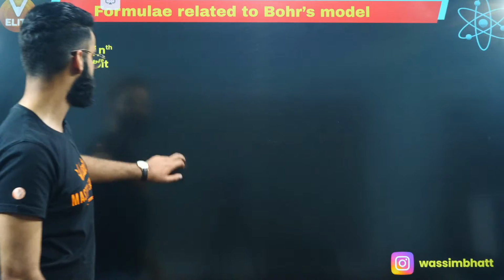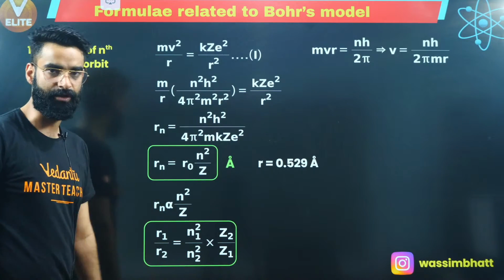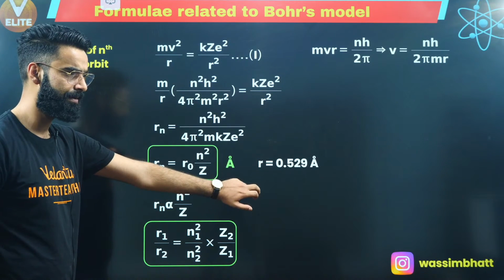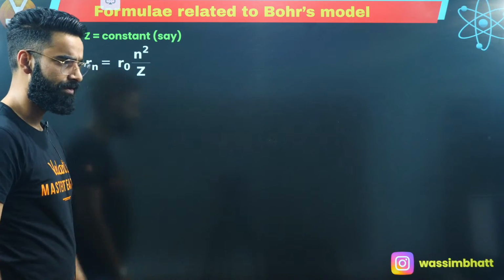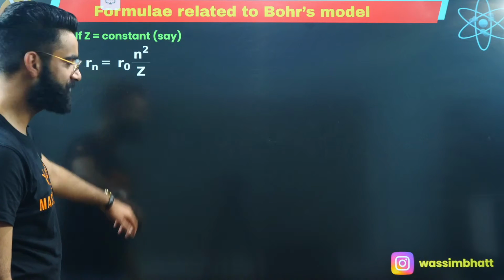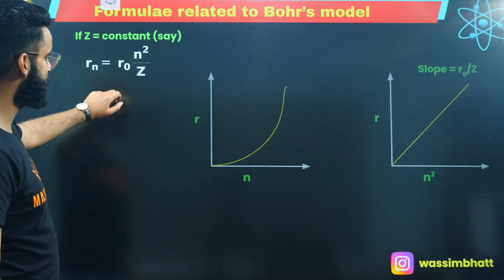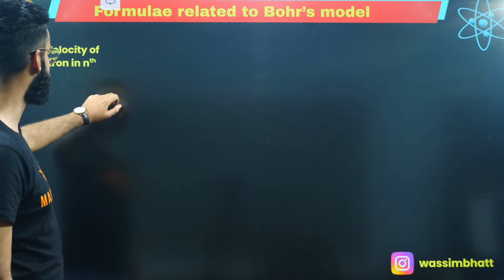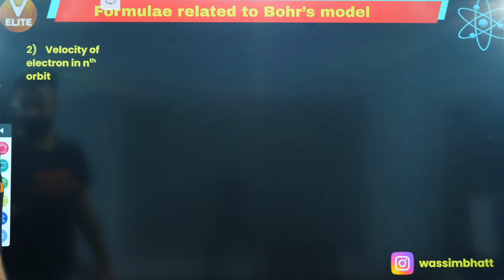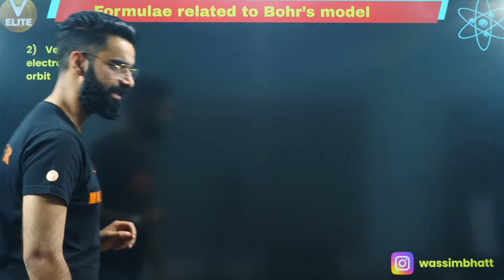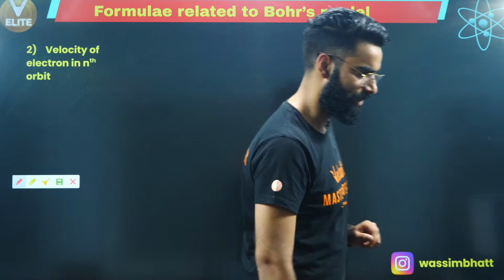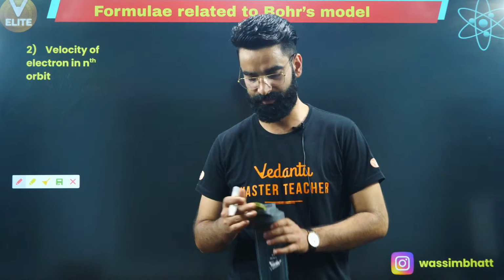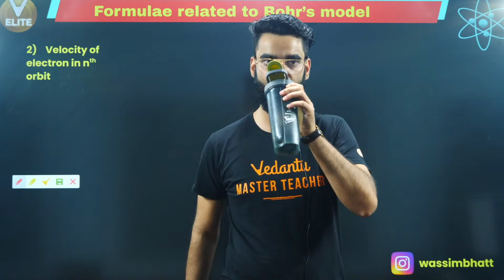Now let's come to something called the velocity of the orbits. I mean the velocity of an electron in a particular orbit. This is something which I told you in detail. These are the curves which we made. Now it is the time to calculate the velocity of the electron in the nth orbit. How do we do it? Let's get to know.